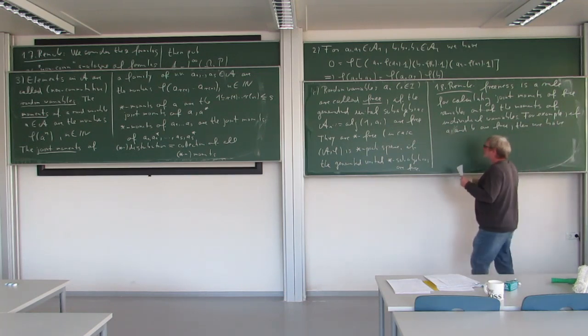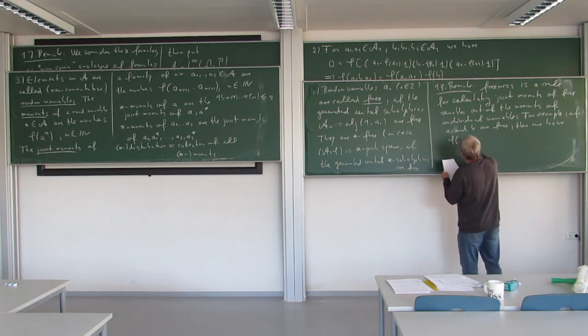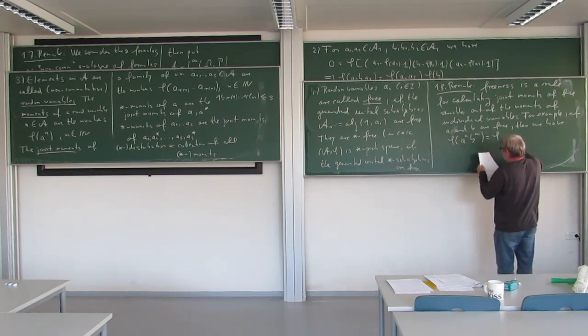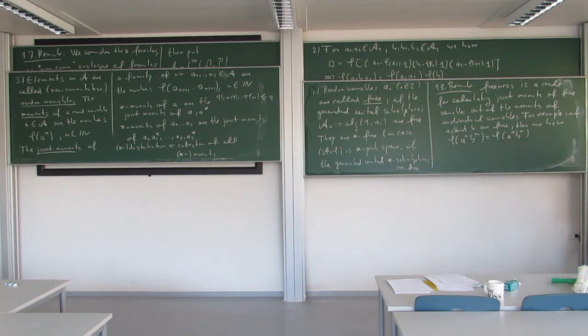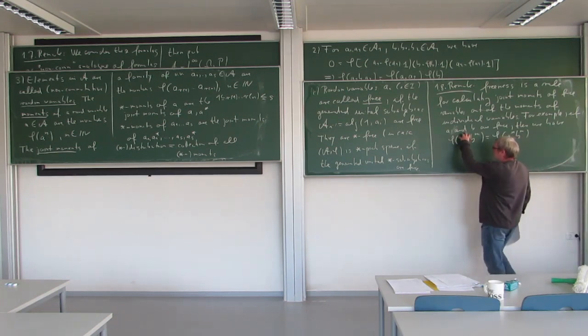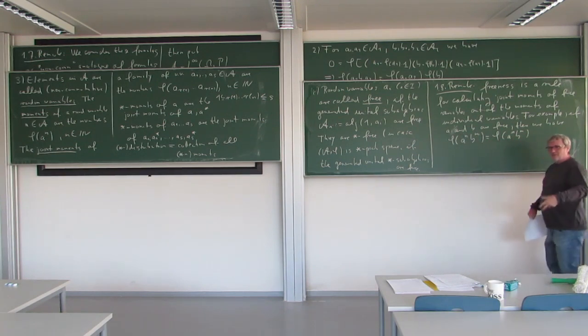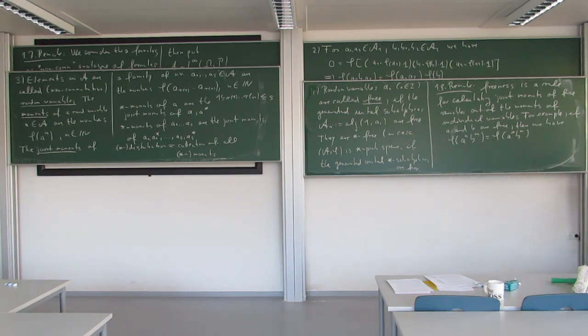then we have seen that if I want to calculate phi of A to the n times B to the m, this factorizes as phi of A to the n times phi of B to the m. Well, this was this rule that phi of AB is equal to phi of A times phi of B if A and B are coming from free algebras.